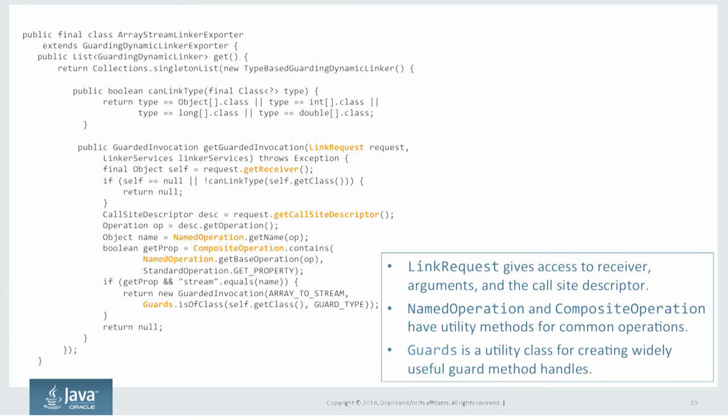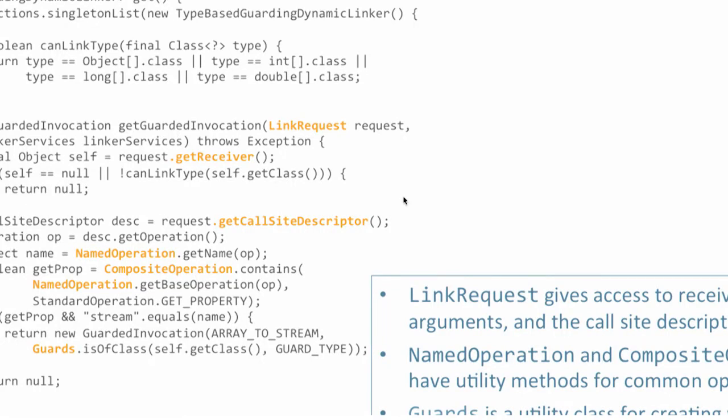Moving on. The argument of type link request to this method holds all the information about what and where is to be linked. And the method extracts from this request the receiver, then applies the check whether this linker is responsible for the type that it found, and it will then also extract the call site descriptor.